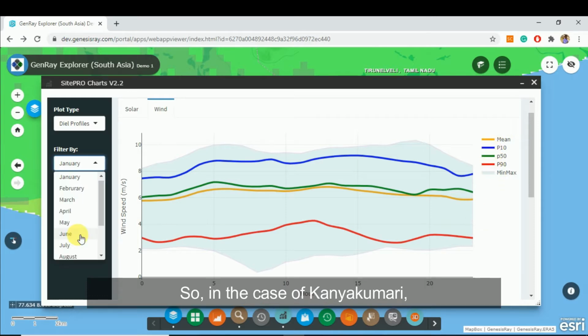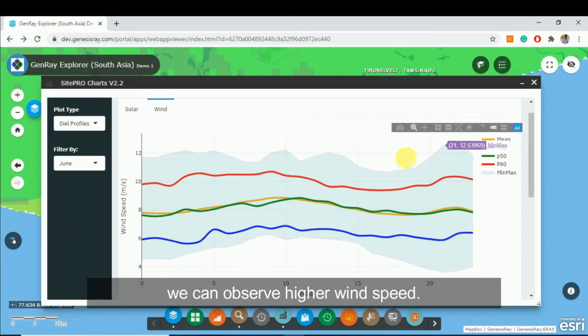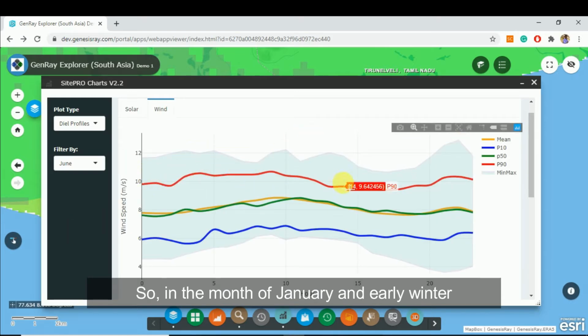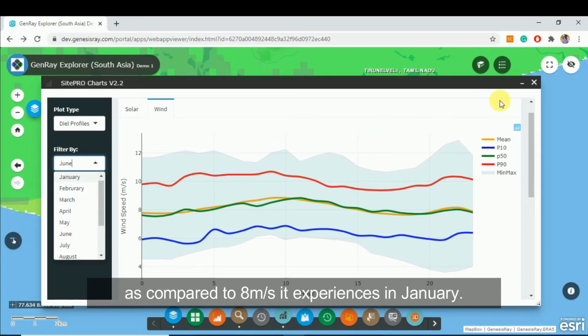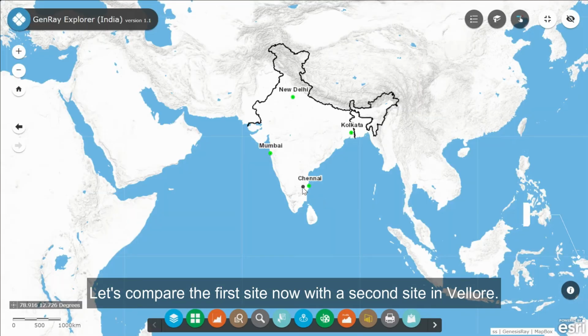So in the case of Kanyakumari, which is considered a good site, we can observe higher wind speed. In the months from January in early winter to June, which is the monsoon season, there is a much higher wind speed of 12 meters per second as compared to the 8 meters per second it experiences in January. Let's compare the first site now with the second site in Vellore.